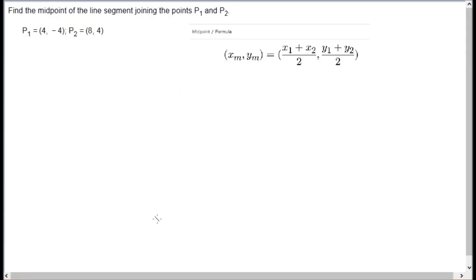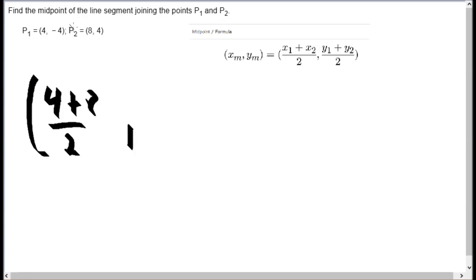Okay, next question wants to find the midpoint between these two points, the midpoint of the segment joining those two points. And we have the formula here. Basically, if you look at it, it's just the average value of the x and the average value of the y. So we'll take the 4 and the 8, so we'll do 4 plus 8. Then we'll divide it by 2. That will be the x value.